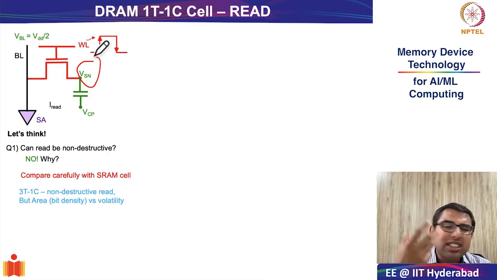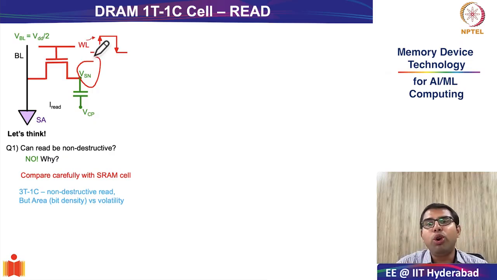Why is this the case? Just compare it carefully with your SRAM cell. Why were you able to do non-destructive read in the SRAM cell? Because there was a positive regenerative feedback arising due to the cross-coupled inverters, which was giving the memory effect in the SRAM cell. Now, in the absence of any such positive regenerative feedback, when you start reading some value, you start disturbing the voltage values at the internal node or the storage node, and it is but natural that it will be a destructive read.